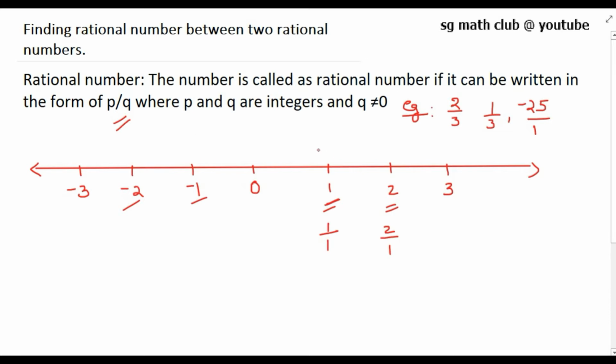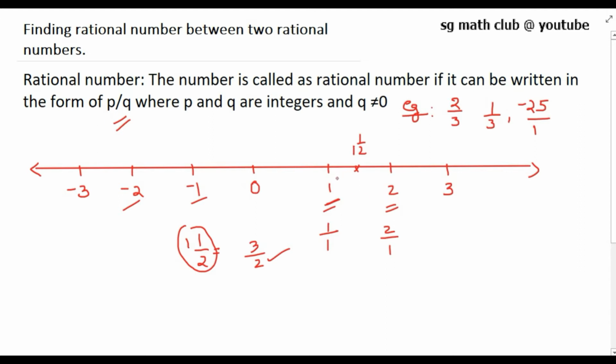Now between 1 and 2, on the number line, 1 and a half lies. Now 1 1 by 2 is a mixed fraction. You can convert this mixed fraction into an improper fraction, that is 3 by 2. 3 by 2 is a rational number. So 3 by 2 is a rational number that lies between the two rational numbers 1 and 2.